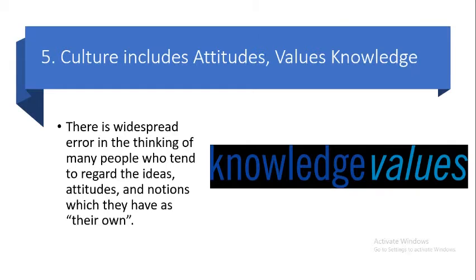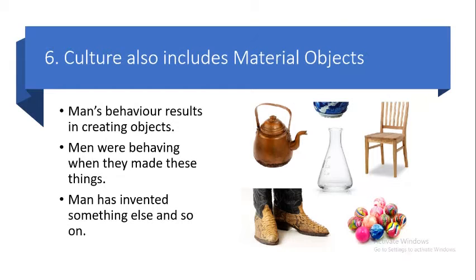Next, culture also includes material objects. Man's behavior results in creating objects. Men were behaving when they made these things. To make these objects required numerous and various skills which humans, being gradually built up through the ages, have developed, and man has invented something else and so on.